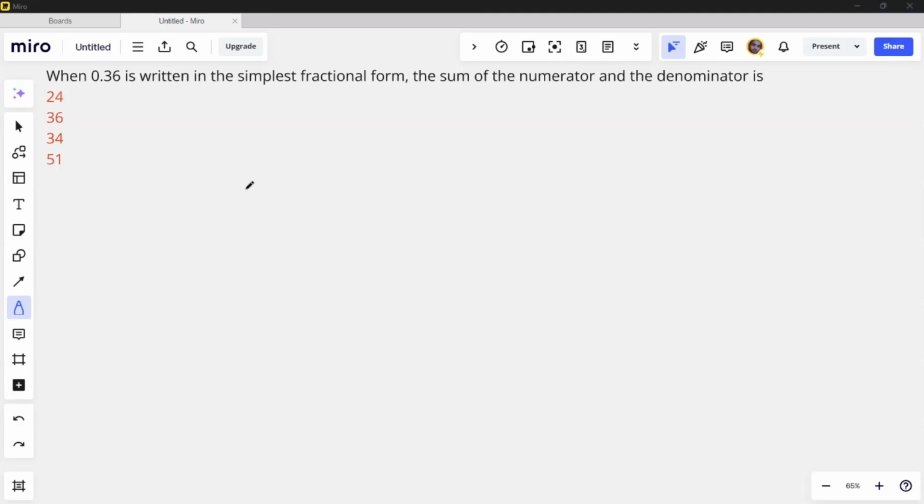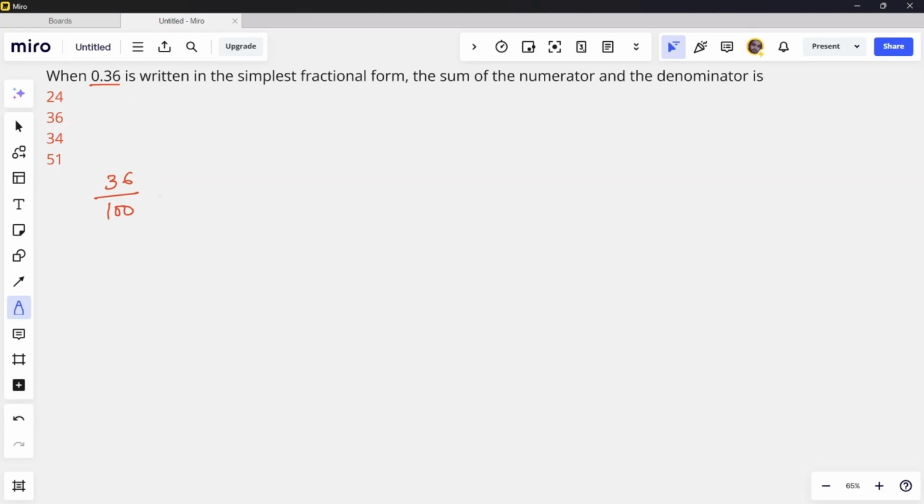So as you can see, this is our question. When 0.36 is written in the simplest fractional form, the sum of the numerator and the denominator is, and our options are 24, 36, 34, 51. Okay. So the first step is we have to convert this decimal form into fractional form. So I can write this as 36 by 100.